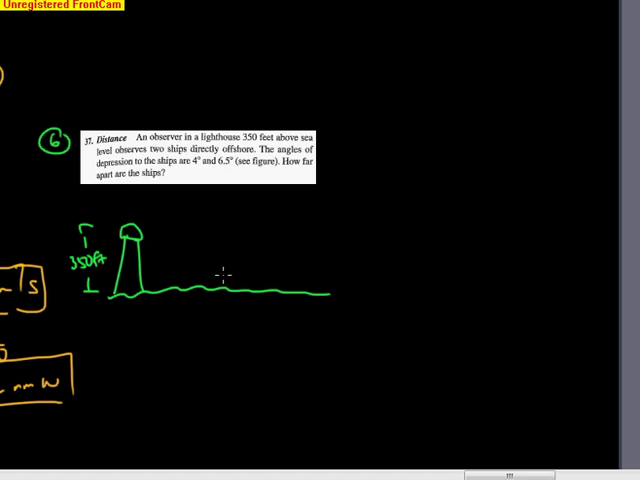Now from here I see two ships. So from here I see two angles of depression. Remember, angle of depression, horizontal. There's an angle of depression to one ship. Now this is going to be the more severe angle, or the bigger angle. So this is 6.5 degrees. And then you have an angle of depression, I'll use a different color, going out to the second ship. And that's going to be smaller, not a lot smaller, 4 degrees. And the question is, what is the distance between the two ships? Call this distance x.